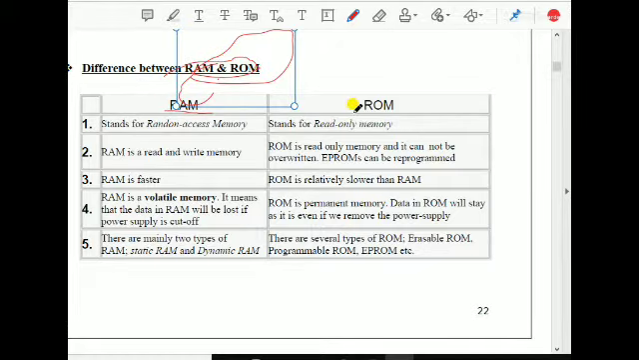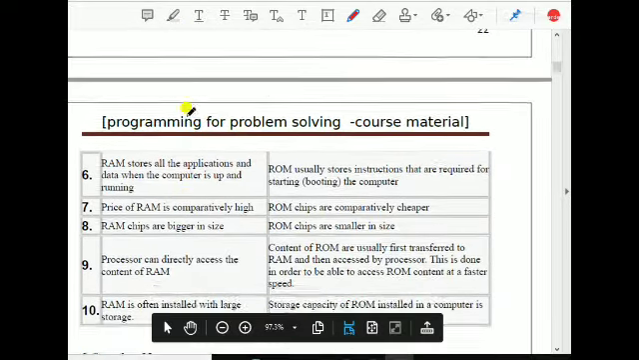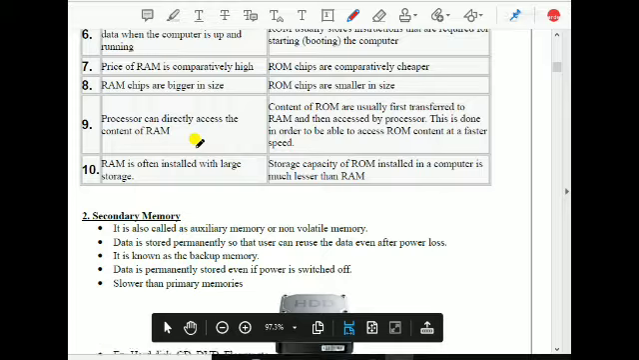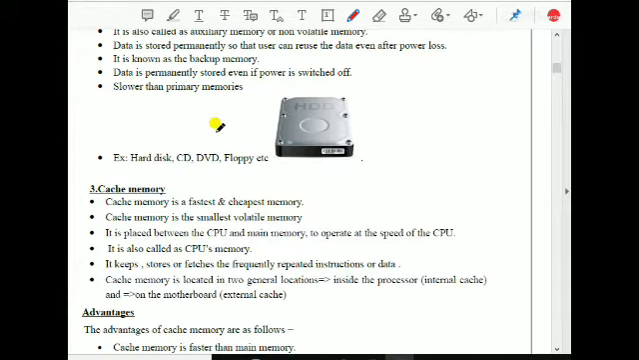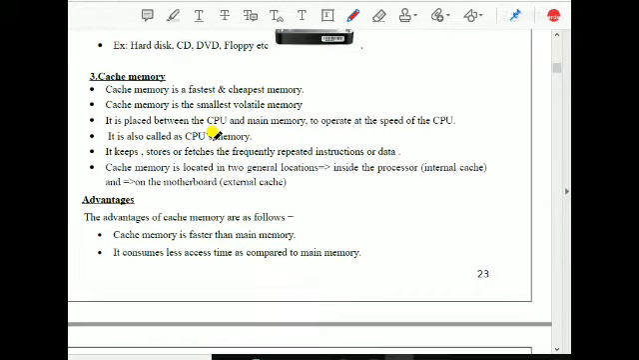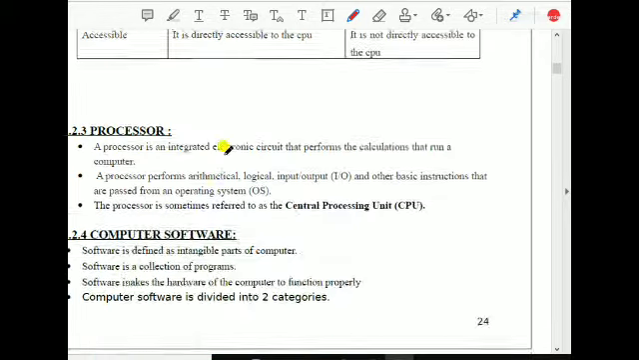These are asked for 2 to 3 marks only, not more than that. Study these 5 to 6 only. If you study you can, otherwise leave it, not important. Secondary memory: we know that secondary memories are hard drive, hard disk only, so write that. Again I am saying it is not important, so leave this.